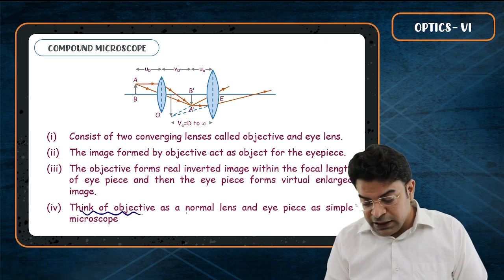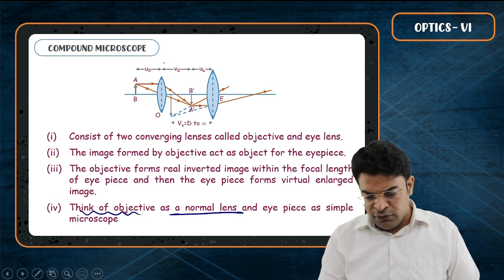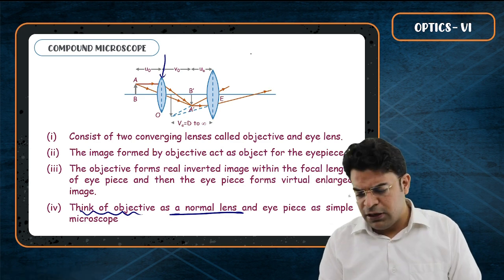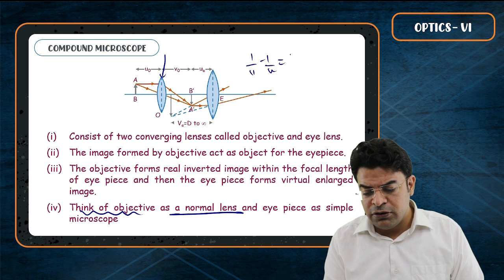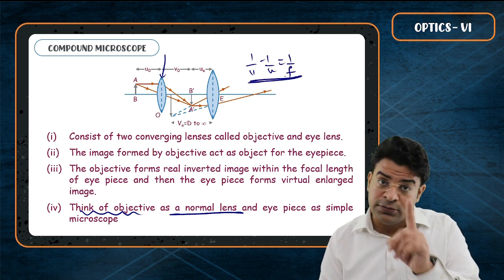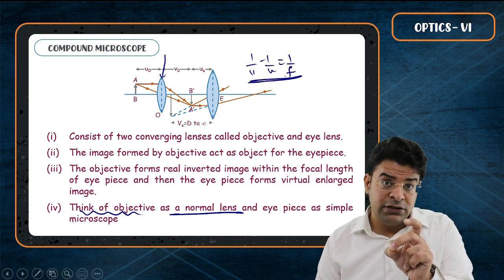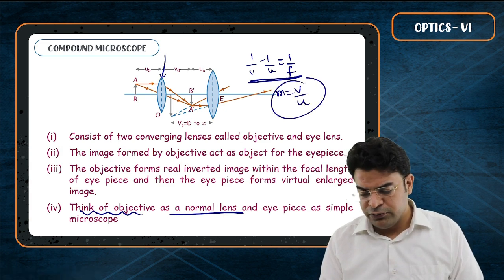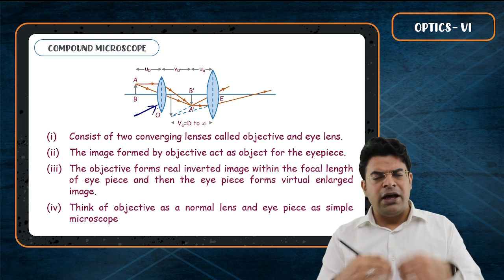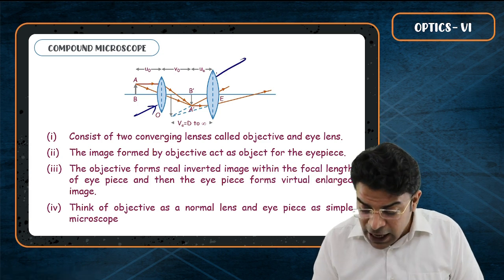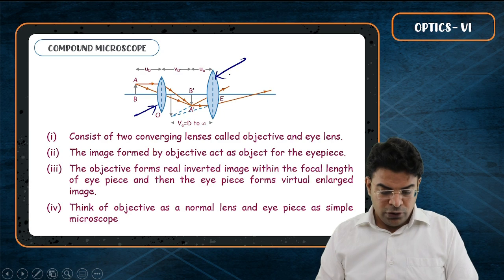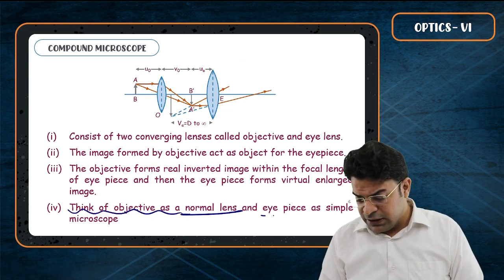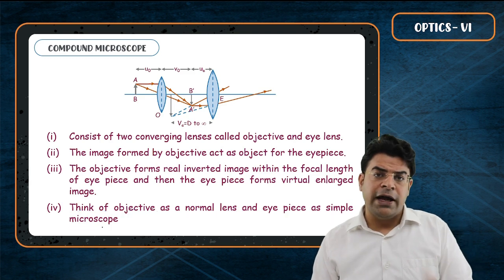Think of the objective as a normal lens, your everyday lens. For this lens, use the formula 1 by v minus 1 by u equals 1 by f. If you are using the lens formula, substitute the sign, substitute the position, and use the magnification to be simply v by u. So treat the objective as your everyday lens and treat the eyepiece as your simple microscope.